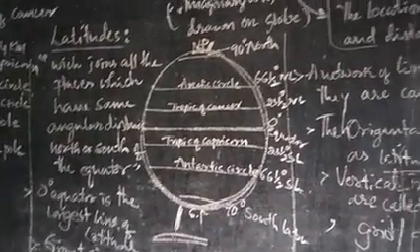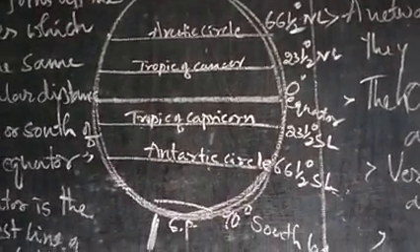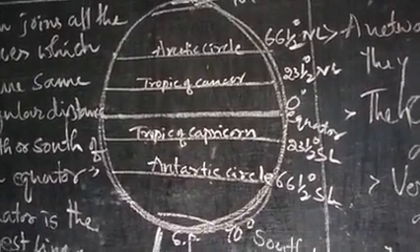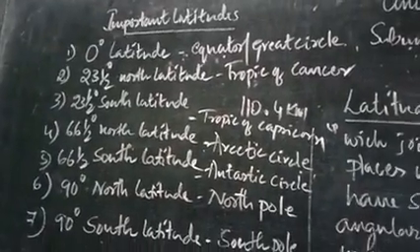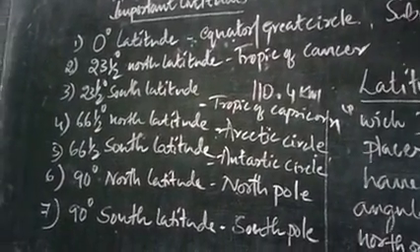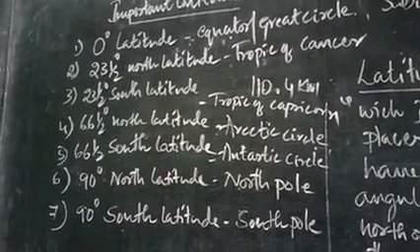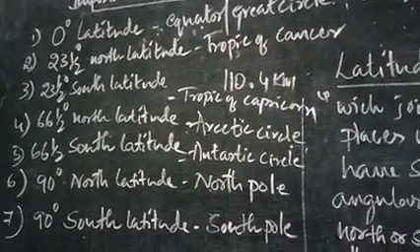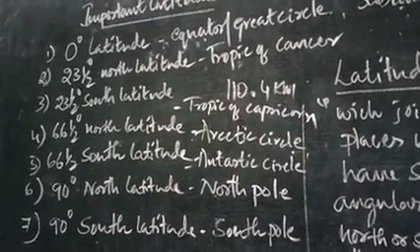See dear students, all the latitudes are drawn on the picture on the blackboard. There are 7 important latitudes. Please go through all of them and write down the 7 important latitudes in your notebook.